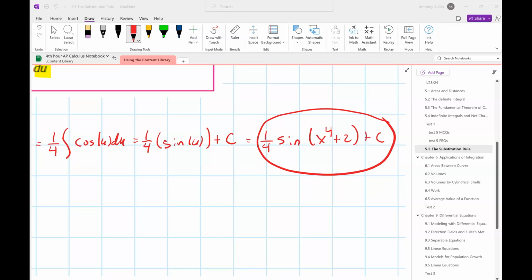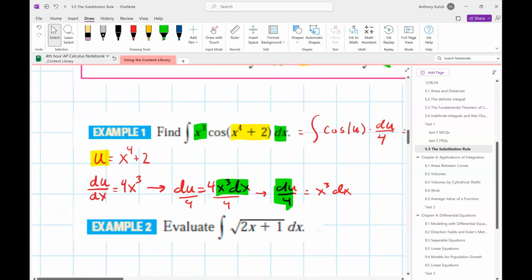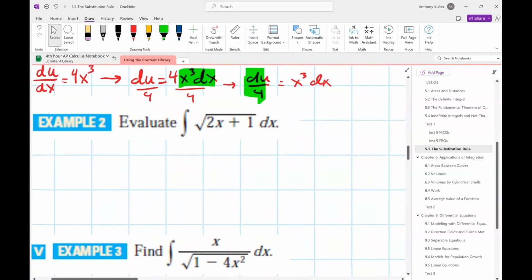So if your du differs by a constant, like it did in this problem, not a big deal. We just divide the constant over, and we have du times a constant or divided by a constant, whatever you needed to do to make it work. It's fine, not a big deal. So far, so good? Okay, let's try another one.